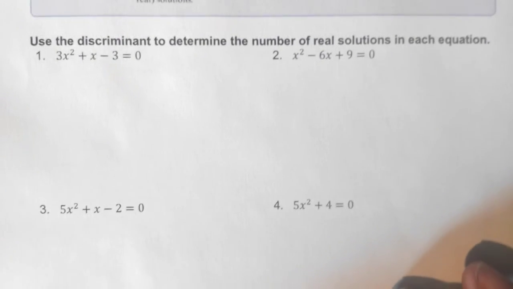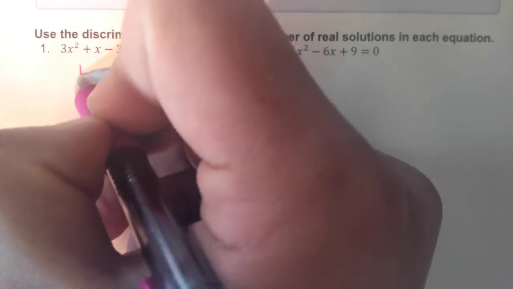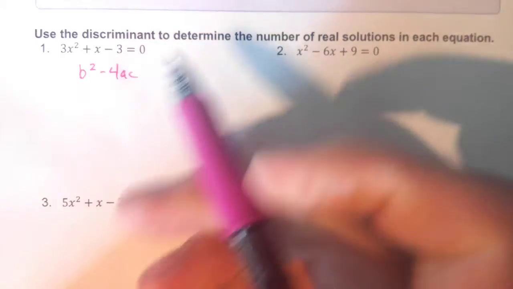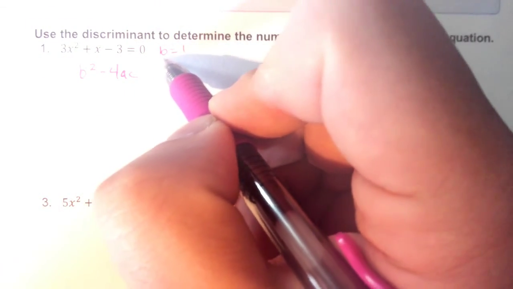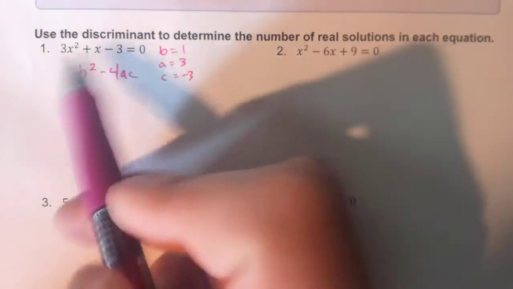So all we're going to do here is we're going to determine the number of solutions by looking at the discriminant. So we're just going to be looking at the b squared minus 4ac part. So in this equation, b would be 1, I guess we need all of them. A is 3, and C is -3. So all we're going to do is plug into that part.